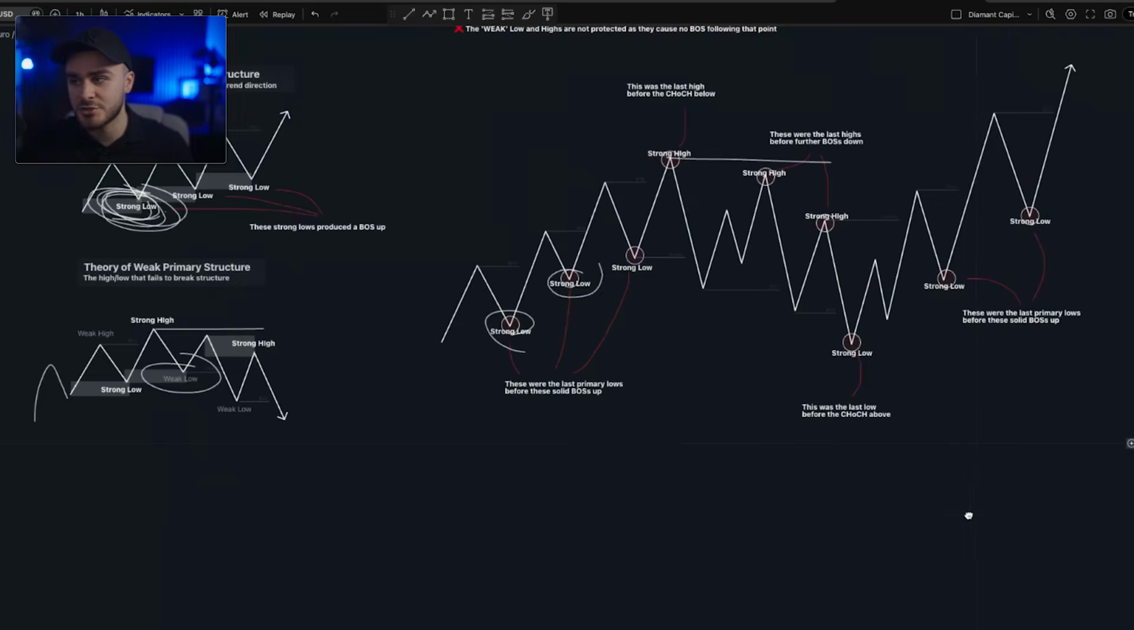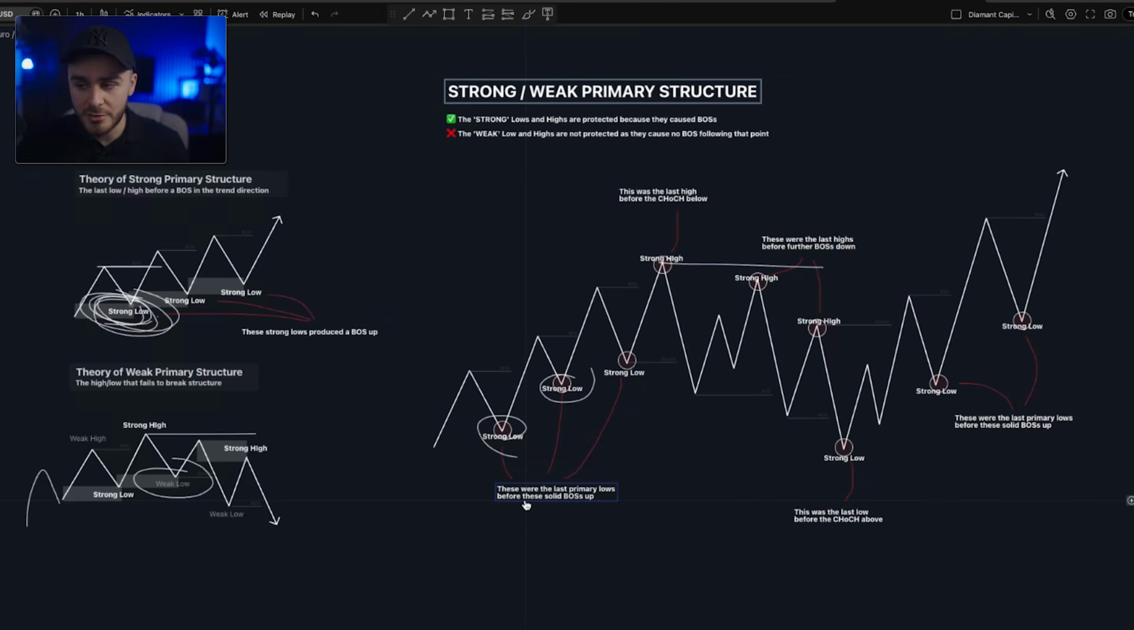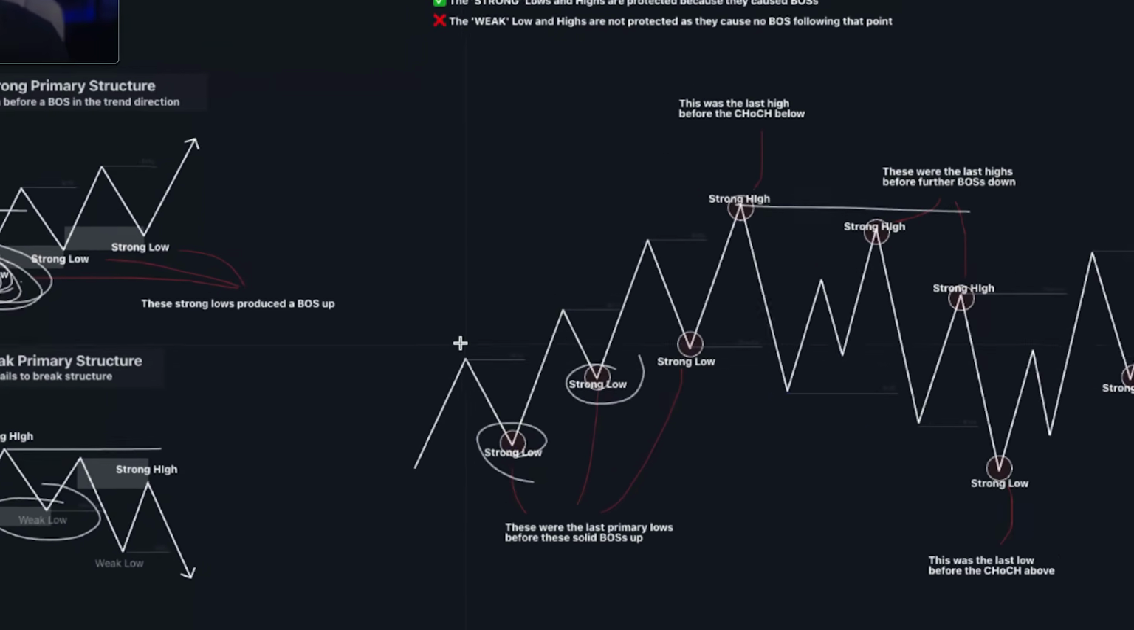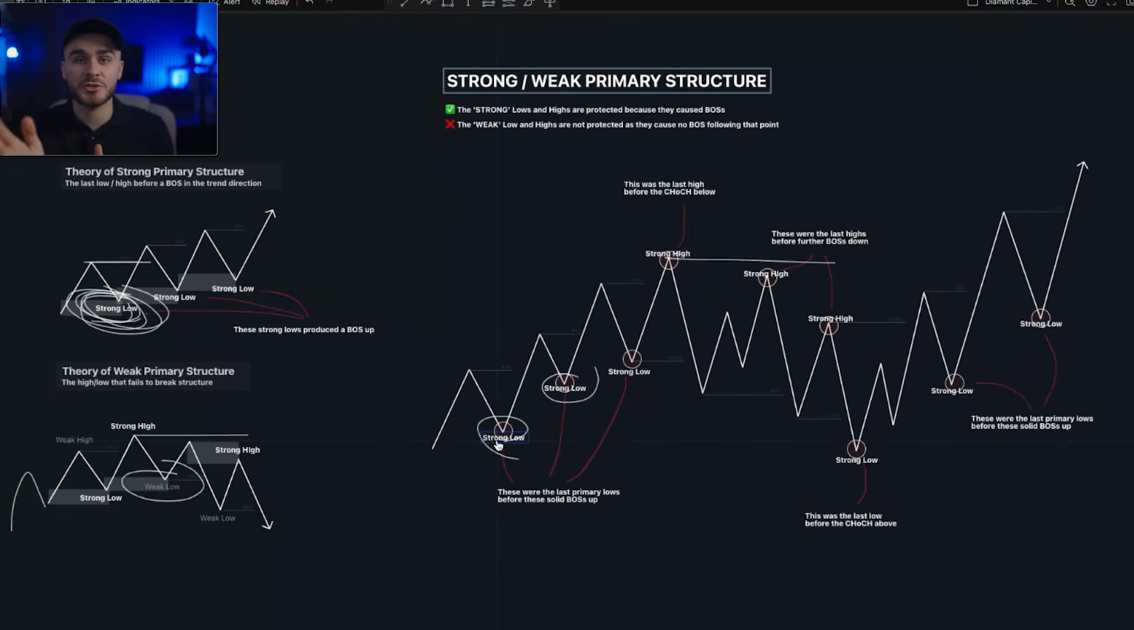Now, the next thing we've got to actually consider as well is strong versus weak primary structure. Now, essentially, primary structure is going to be our primary highs and lows within this trend. However, some of the highs and lows are not going to have the same weight as each other. A strong low is going to be identified by something that causes a breaker structure in this uptrend. So this would be considered the weak high because it got smashed through. And this is going to be considered the strong low because this is what did the breaker structure upwards.